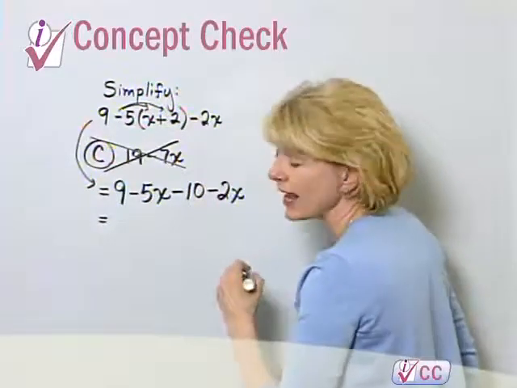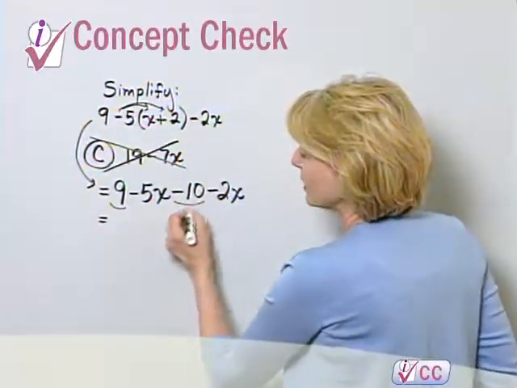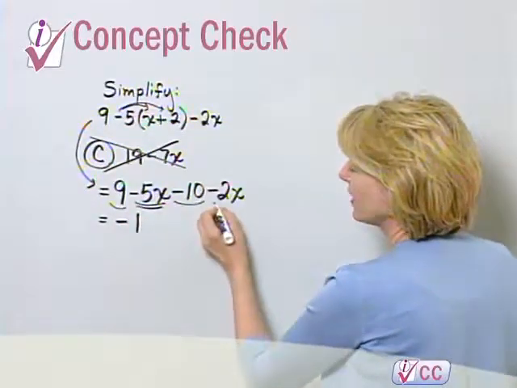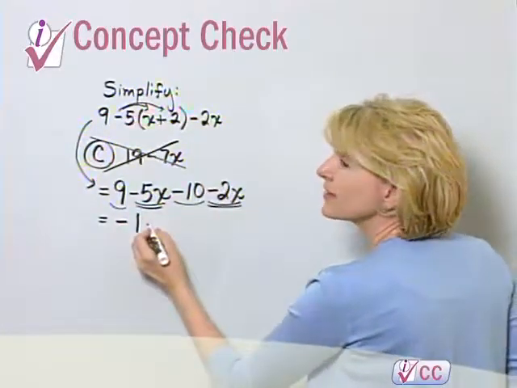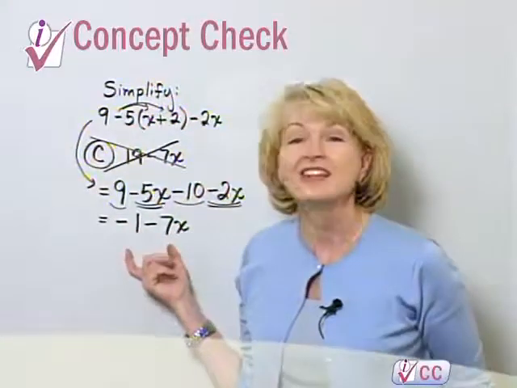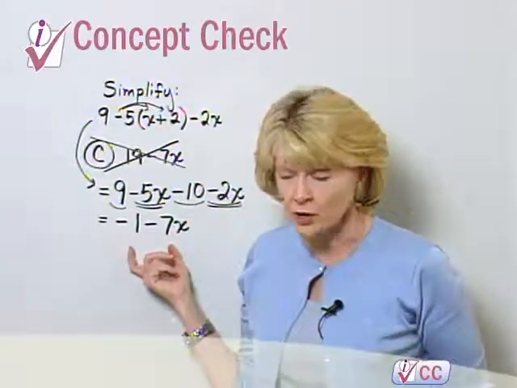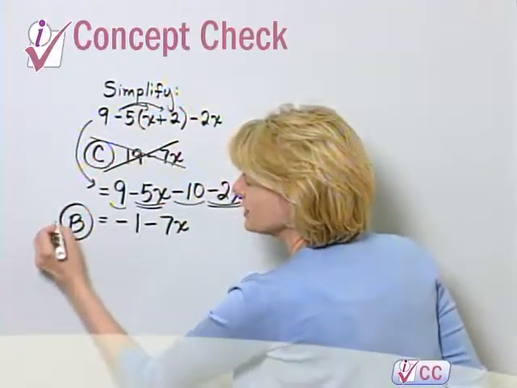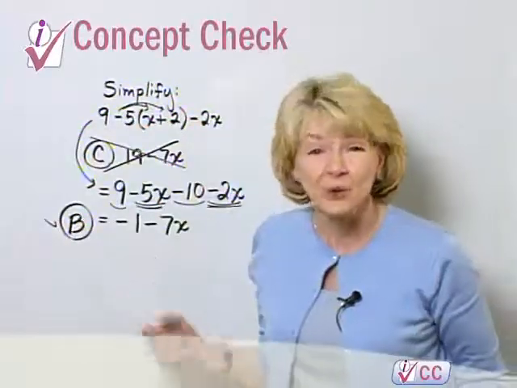Then looking for like terms, 9 minus 10, that's negative 1. And then negative 5x minus 2x, that's negative 7x. I write minus 7x. These are unlike terms. I can go no further. If you notice, that is choice B. Choice B is the correct choice.